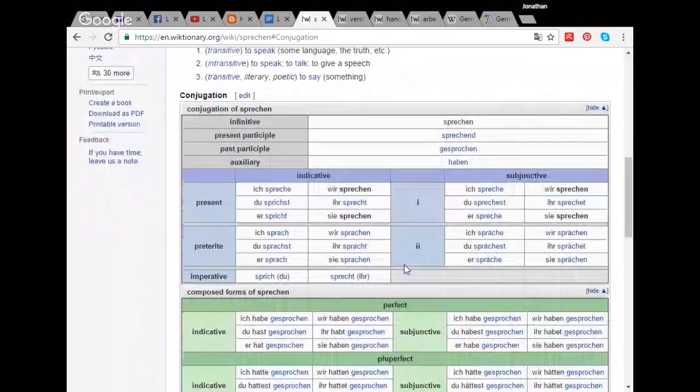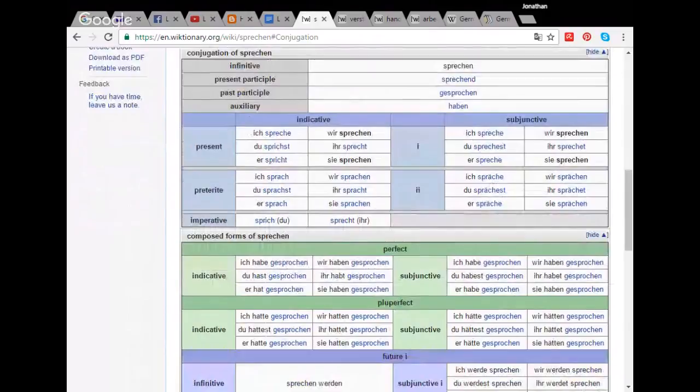There is a composed form, which is based on using the verb haben, like to have, as an auxiliary verb, plus the past participle, which in this case is gesprochen. You add that past participle. There's also a subjunctive form of that with the subjunctive of to have plus past participle. There's a pluperfect using the past form of have plus the past participle, and there's a subjunctive as well.